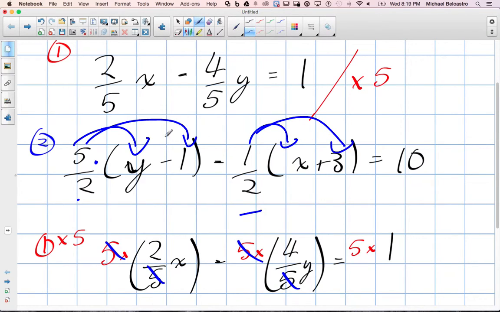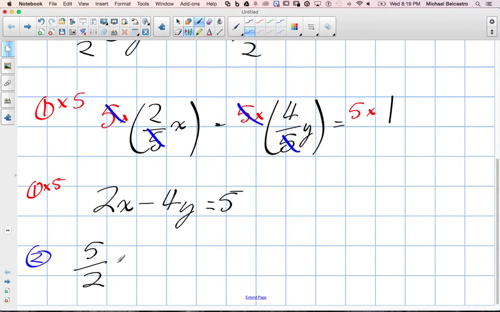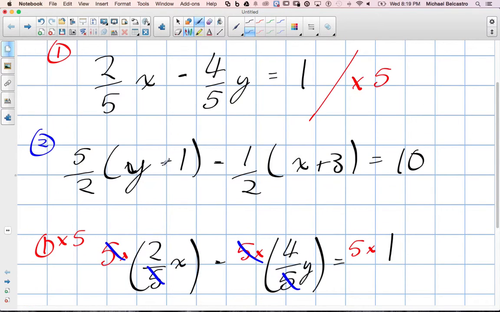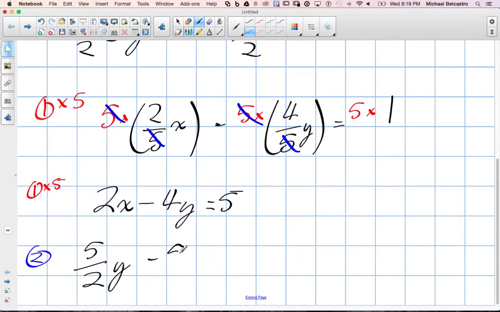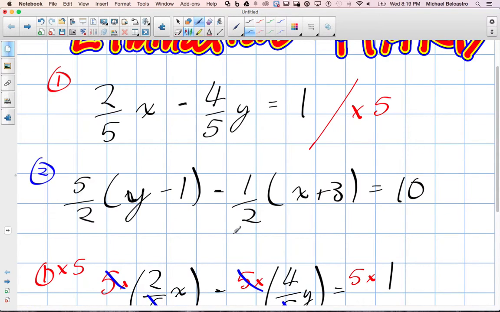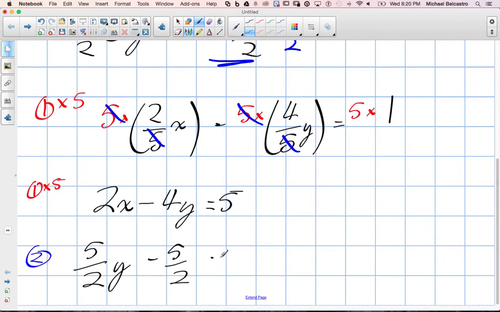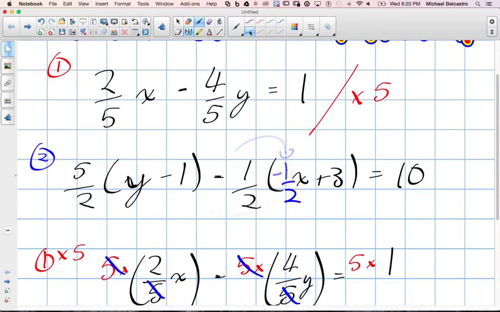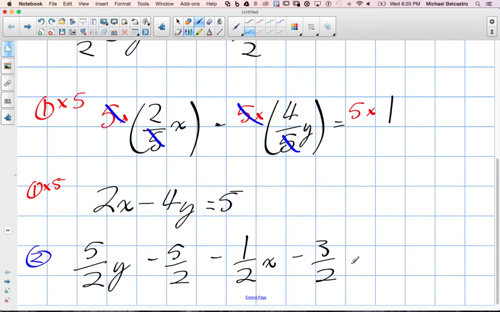Now we can't quite see it because of the screen size here, but this will become 5 over 2y, okay? So 5 over 2y. This will become negative 5 over 2. Then, because this is technically, think of it like negative half, when I multiply in, this will become negative a half x. And then finally, when we multiply through, we get negative a half times 3. Do you know what that's going to end up being? Negative 3 over 2. Yes, that's right. Very good. So we get negative 3 over 2. Nothing happened on the right here. It's still equal to 10.